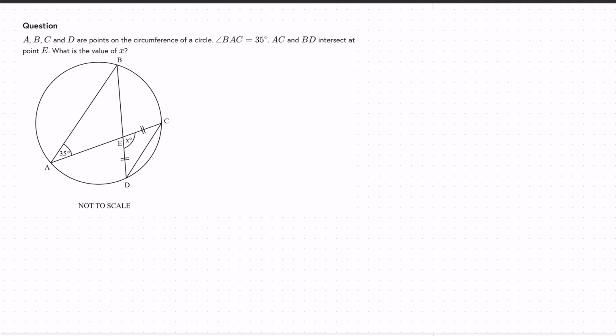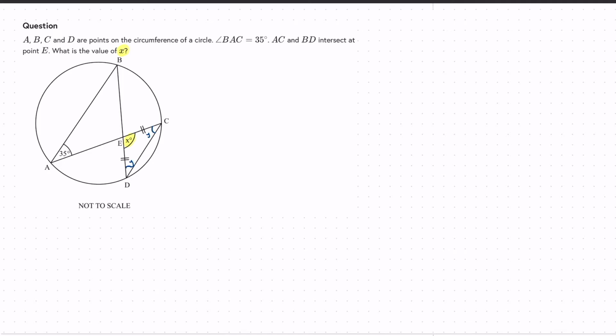Now this question's asking us to find the value of x, and the way we do that is we use the information we have. So first of all, we've got an isosceles triangle down here, which tells me that I'm going to need this information. These things are going to be the same. Right, let's call them y.